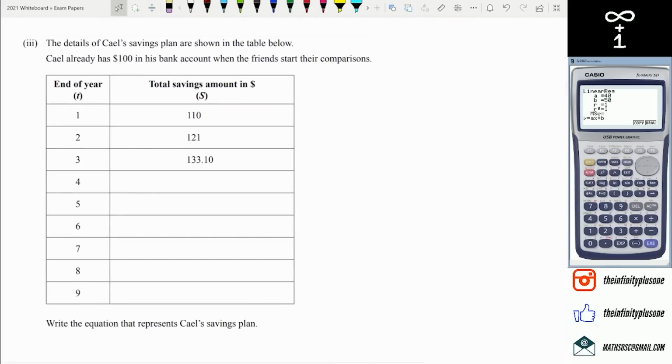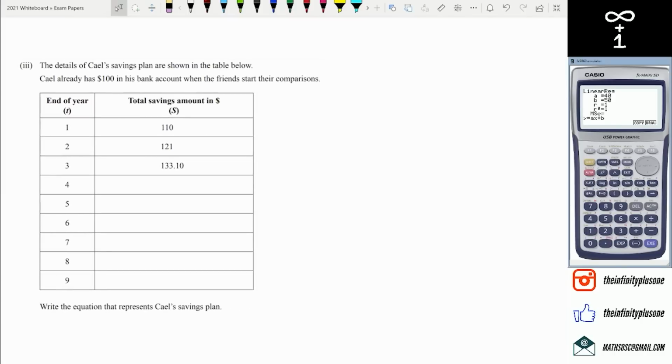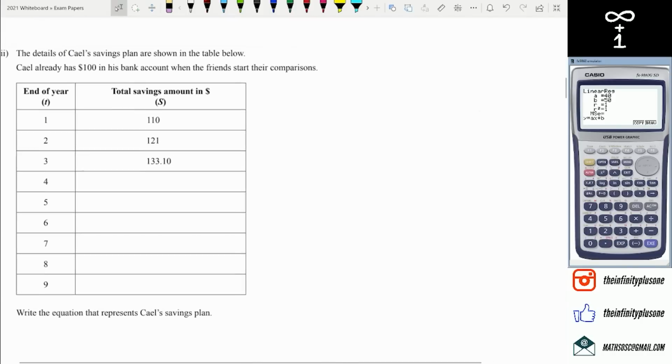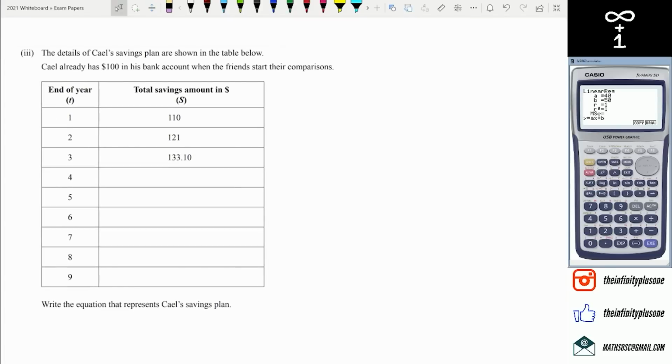So one annoying thing about this particular paper is that you get such big questions and the spaces are always weird everywhere. Okay, so let's have a look at this particular question here. We've got Kale's savings plan, and he's already started with $100. And we've been asked to find the equation that represents the savings plan. So one thing is you've got to try and figure out first if this is linear, exponential, or quadratic.